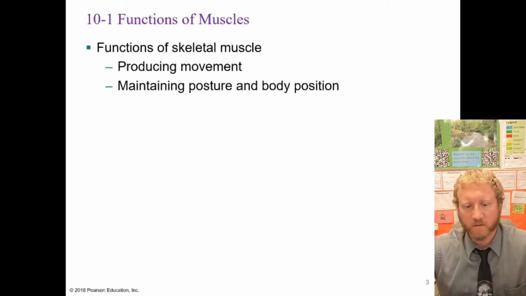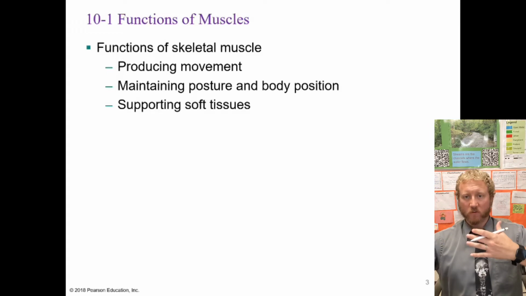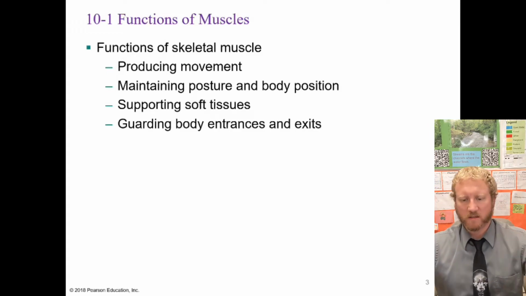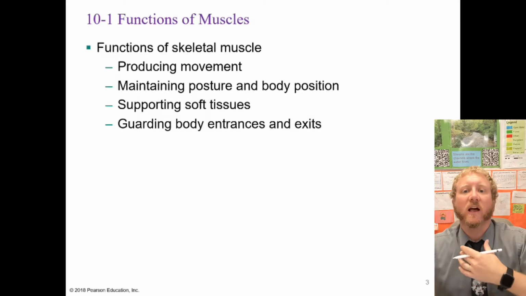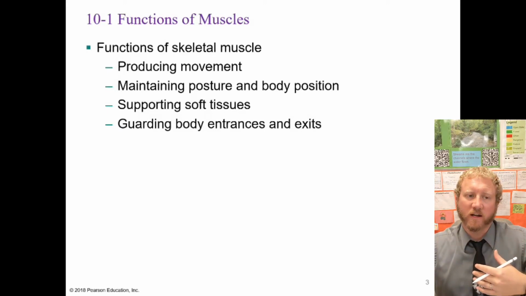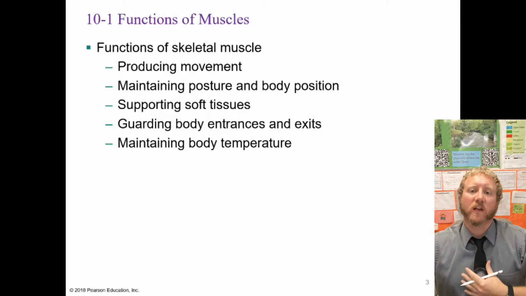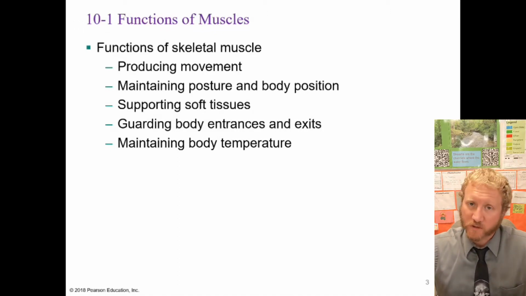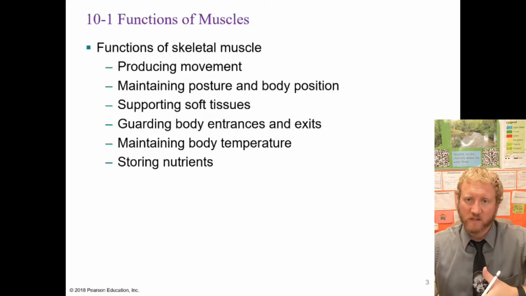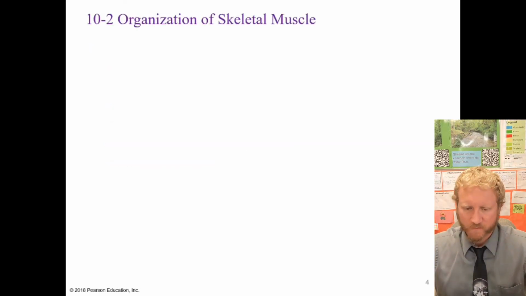So skeletal muscle helps produce movement, maintains posture and body position so we can stand upright, basically. It supports soft tissues, guards body entrances and exits. Think your throat, the different sphincters that go from different parts of your digestive tract, for example. Maintaining body temperature. About 85% of the heat that's produced to maintain your body temperature is produced by your muscles. Storing nutrients are the main functions.